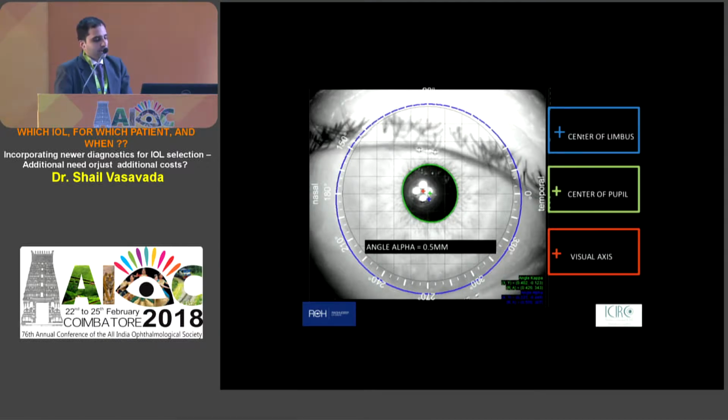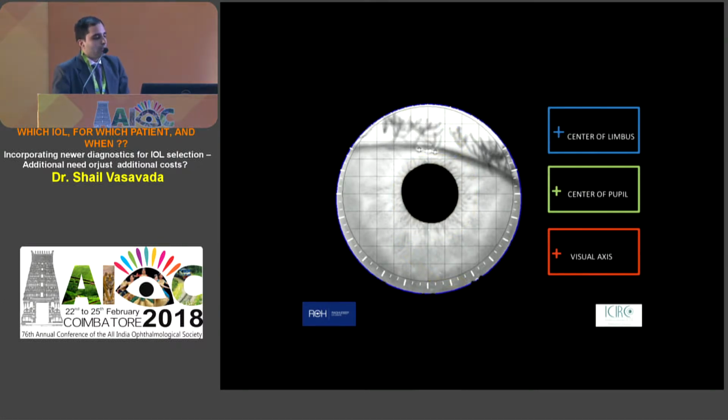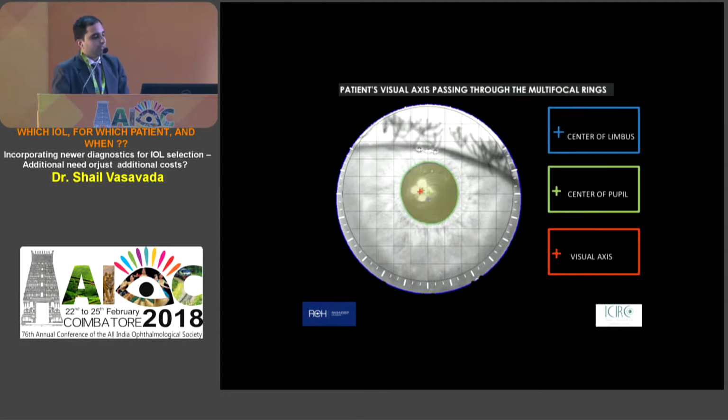So if the angle alpha, that is the angle between the center of the visual axis and the center of the limbus, is quite off, then although you may do a perfect surgery, with a well-centered IOL in the bag, what is going to happen post-operatively, with this large angle alpha, is that the patient's visual axis is going to pass through, if you notice here, these multifocal rings. This is not going to lead to much of a refractive surprise, but it is going to increase the photic or mesopic phenomena that the patients have post-operatively. So therefore, more chances of glare and halos.